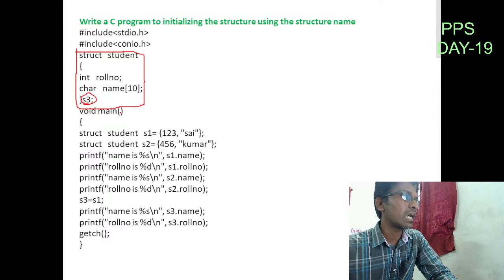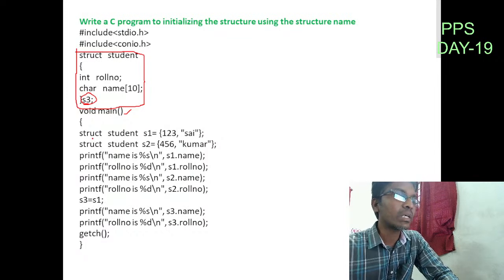Now I'm going to use a main function after writing the structure, and here I'm going to create some more variables. Previously I said that you can create any number of variables for the structure. So in my main function I'm going to create one more variable, that is S1. S1 is equal to roll number 123 and name Sai. And I'm going to create another variable S2. S2 is equal to roll number 456 and name Kumar.